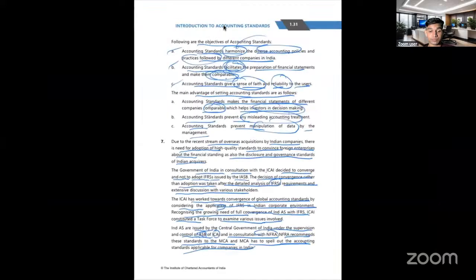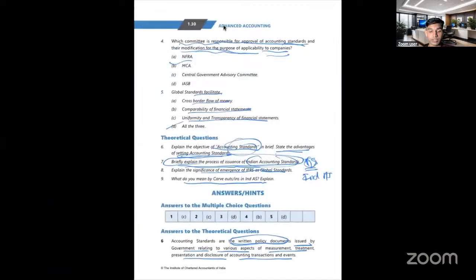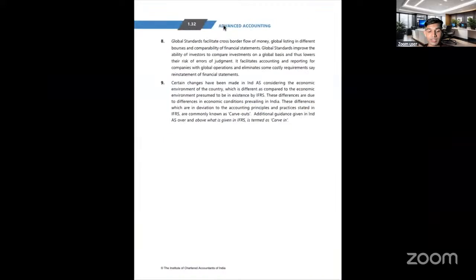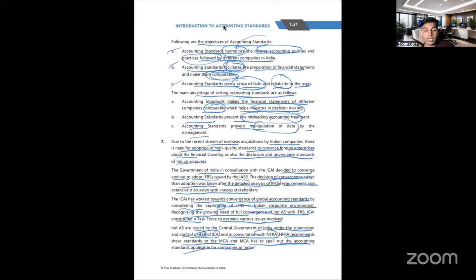Then the next question: explain the significance of emergence of IFRS as a global standard. Global standards facilitate cross-border flow of money, global listing in different bourses, and comparability of financial statements. Global standards improve the ability of investors to compare investments on a global basis and thus lower the risk of errors of judgment, which facilitates accounting and reporting for companies with global operations and eliminates some costly requirements, say restatement of financial statements.